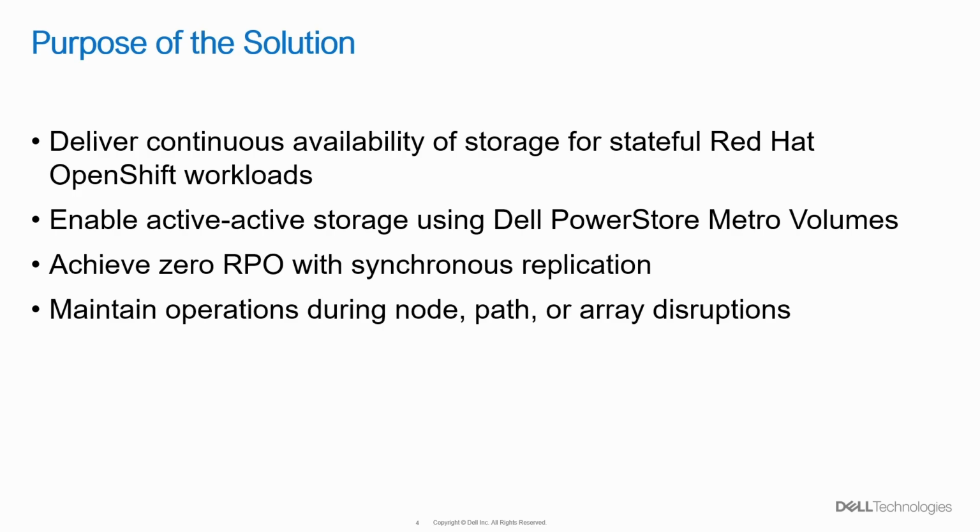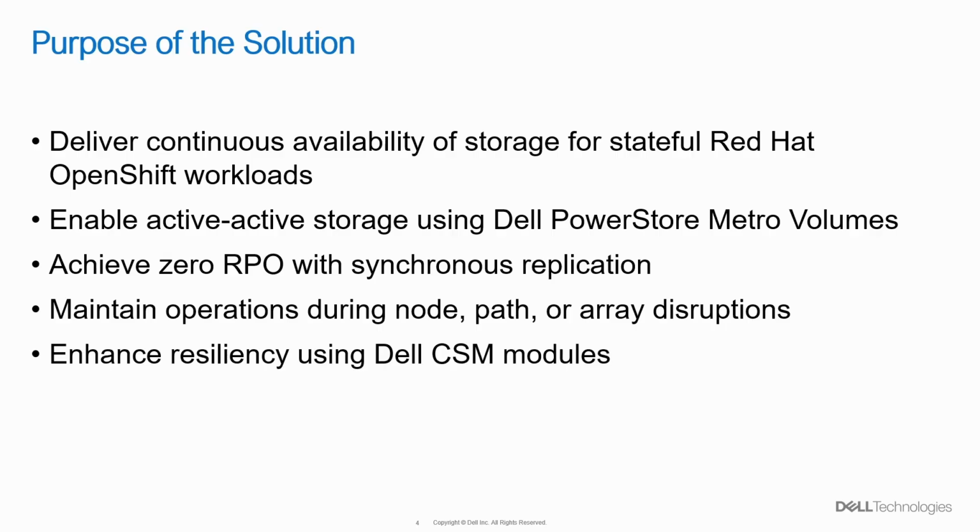The solution is designed to maintain operations during disruptions, such as an OpenShift node failure, a storage path issue, or an array level event. The platform automatically redirects I/O to healthy paths or systems. Dell CSM Resiliency adds intelligence on top of Metro Volumes by detecting failures, fencing unhealthy nodes, and ensuring workloads automatically recover or move to healthy nodes without manual intervention.